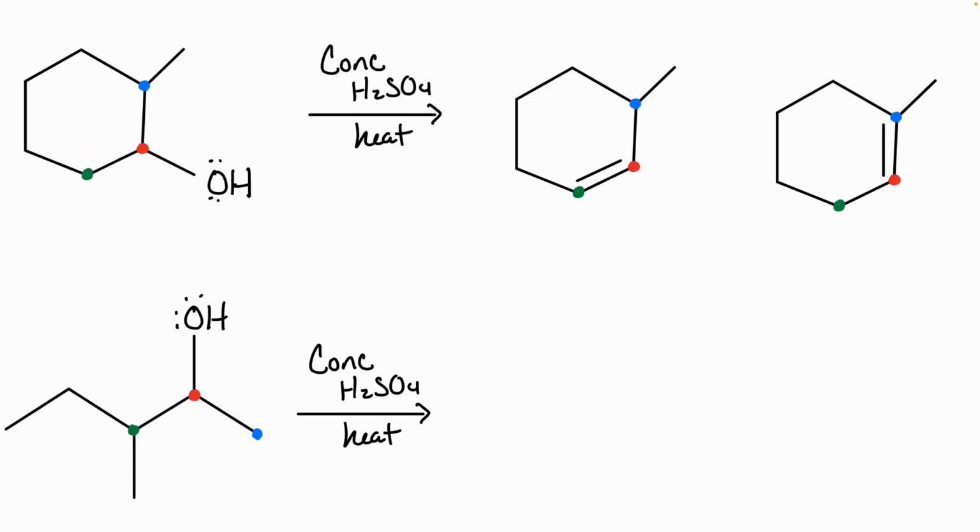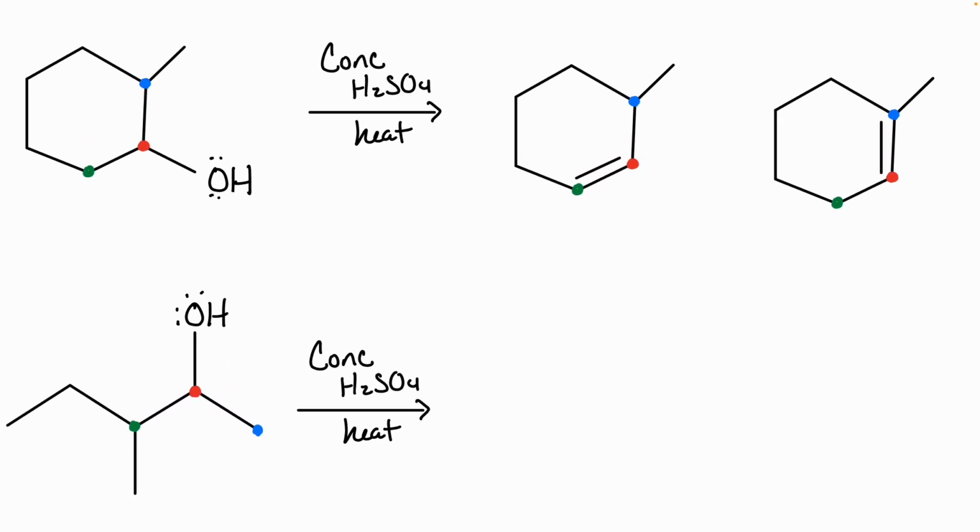All right, let's do this first one together real quick. Make sure that we sort of got the basics down here. I look at my leaving group, that hydroxyl group. It's got two neighbors, so either one could be involved in this chemical reaction. If it's the green one, that would lead me to this product here. And if it's the blue one, that would lead me to this product here.